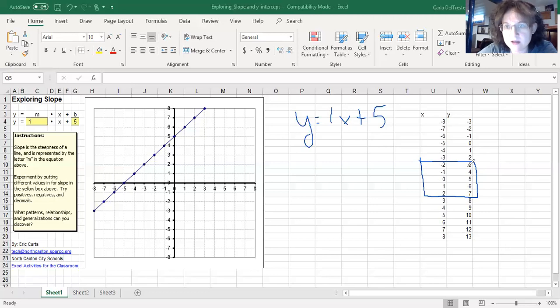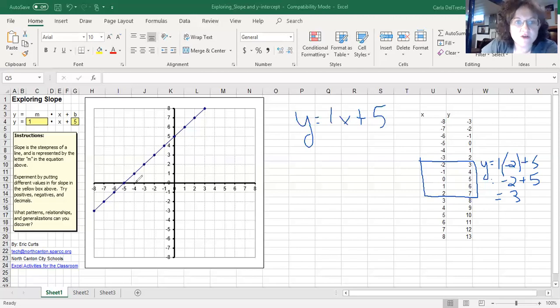And so if I wanted to show you where this 3 came from, what they're doing is they're plugging in -2. So the work that they're doing is y equals 1 parentheses -2, because they're plugging in -2, plus 5. And then they're working it out. So this is -2 plus 5, and that's where they're getting an output of 3. And then they're doing that for all these other inputs. Okay, so you can verify that on your own if you want.